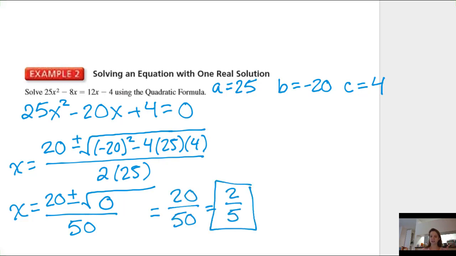Okay, so there's only one solution, right? Because that radical was the square root of 0, and adding or subtracting 0 doesn't change the numerator. And one real solution means if I were to sketch this parabola, it has one x-intercept. To say more specifically, the vertex of this parabola is the solution here, because that's the only point that has the x-intercept. It only touches once, so it must be the vertex.